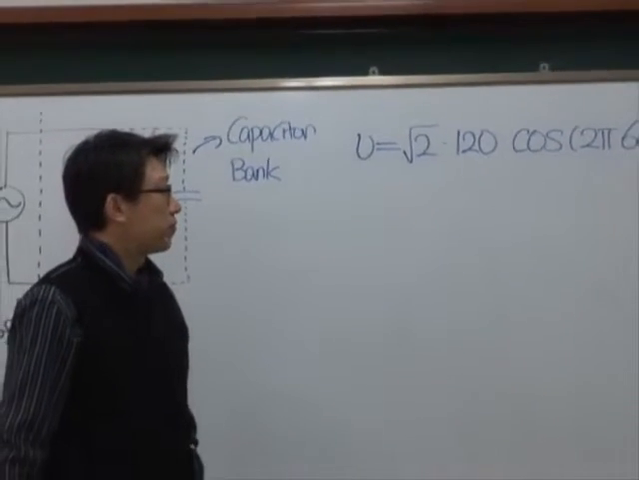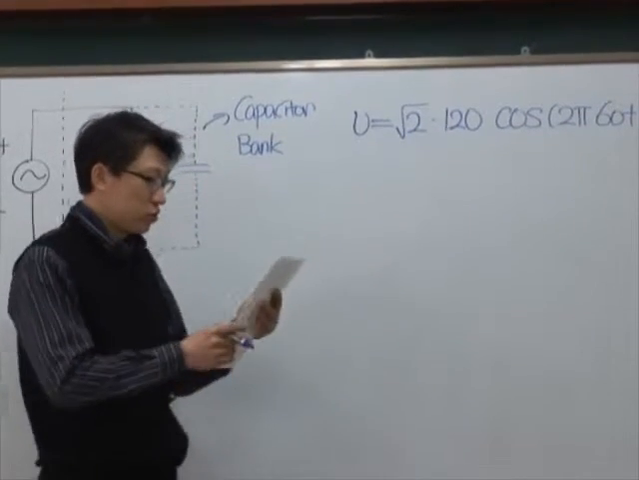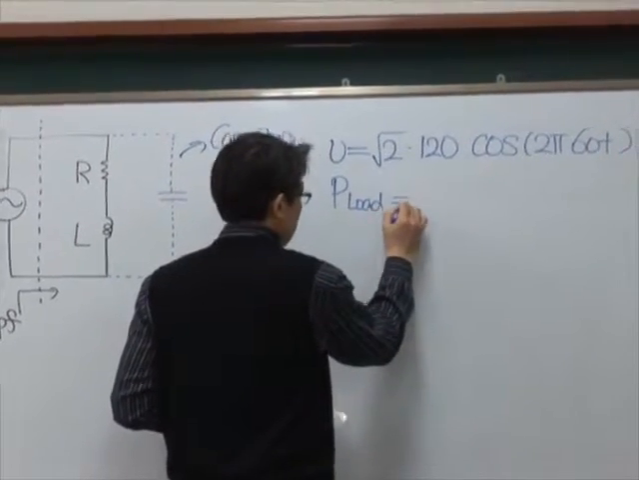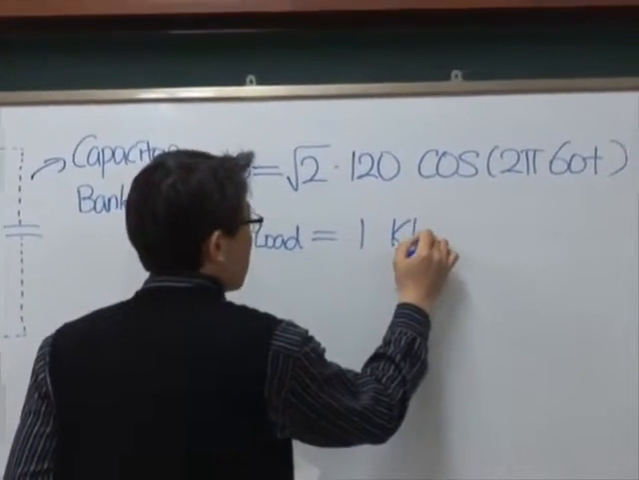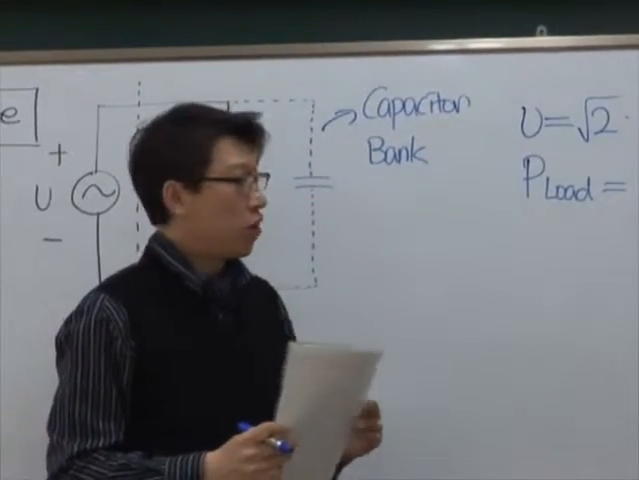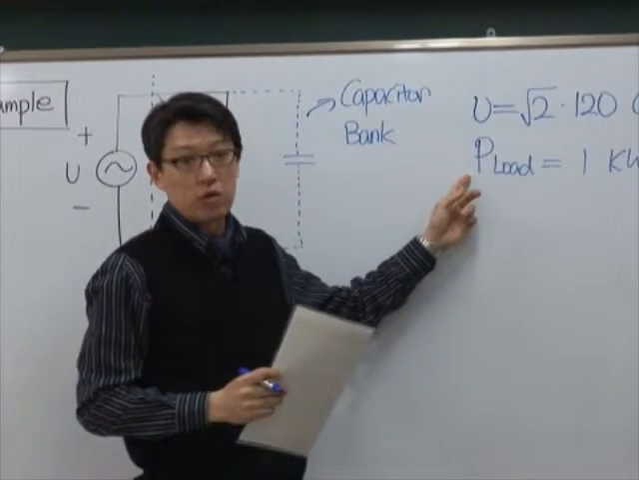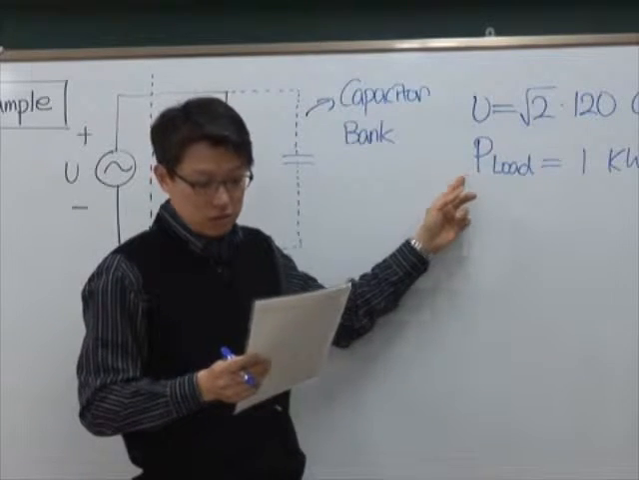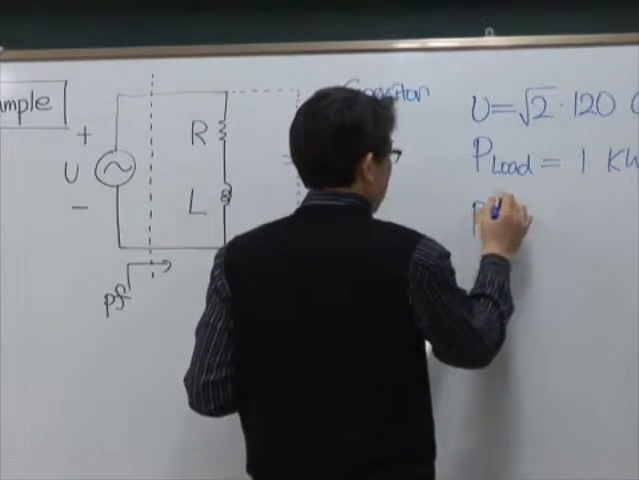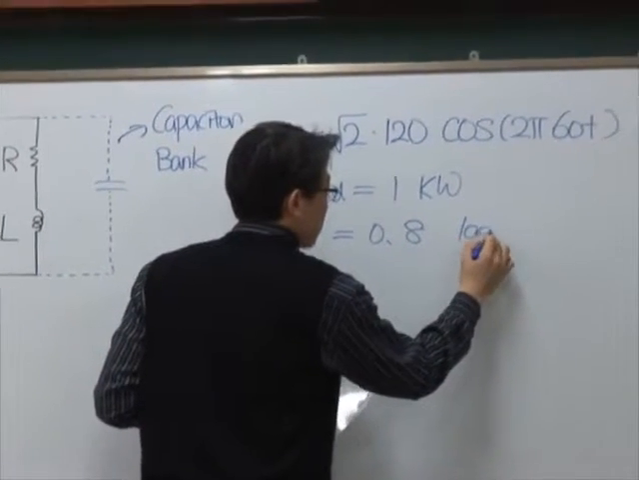And 120 volt is RMS, and we multiply by square root 2. And the load is 1 kilowatt. What is the class of this power? This is the average of instantaneous active power, or in other words, real active power. Okay? And then the power factor at this moment is 0.8 lagging.